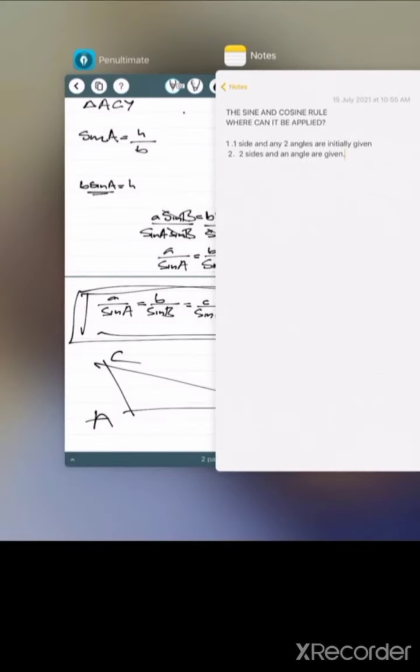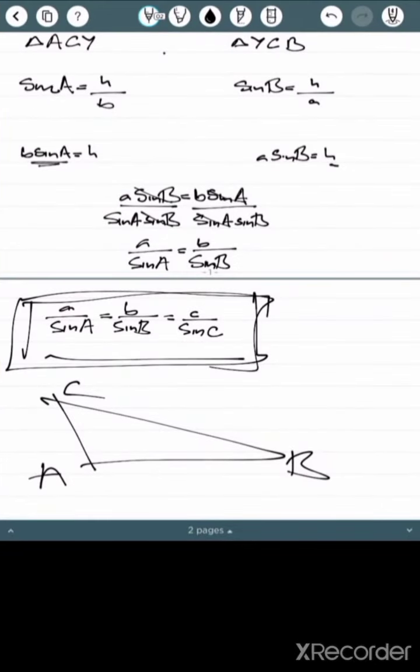Okay, so now let's look at an example before we proceed to the cosine rule.